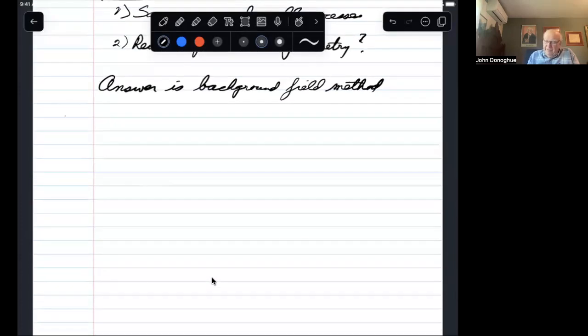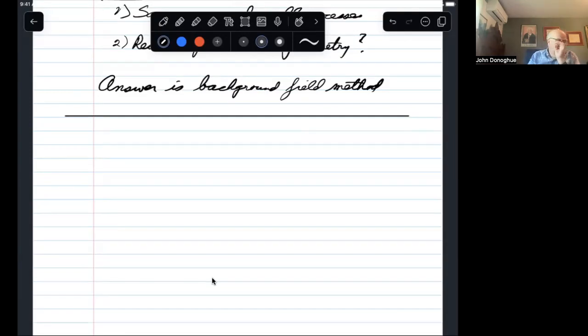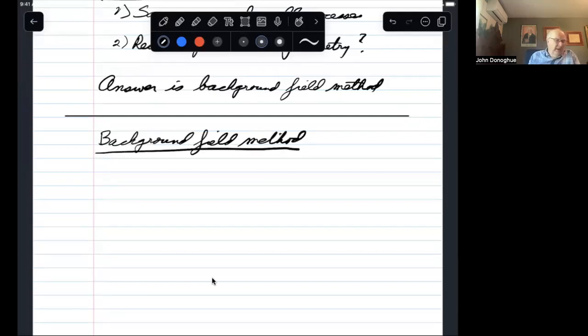I'm going to reorder what I had planned to do. So there's going to be a little bit of reliance on some results that I will try to derive quickly at the end, but let me get the essential point out here first. If we do the background field method, we will be able to renormalize all processes.